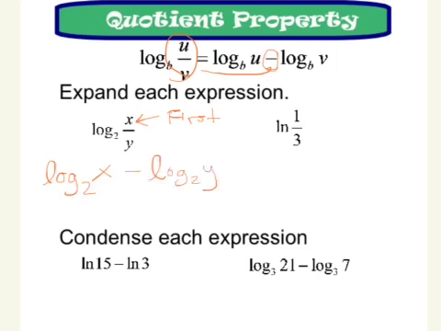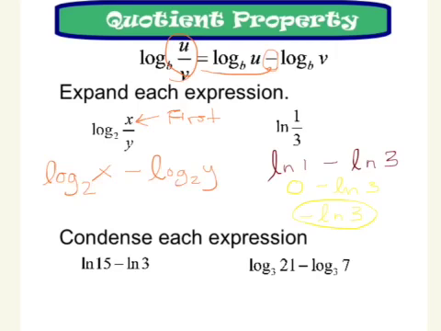And then over here with the second example, the natural log of 1/3, I can say natural log of 1 minus natural log of 3. And if we remember some properties, we might remember that natural log of 1 is actually 0. So this will actually simplify further into the negative natural log of 3.